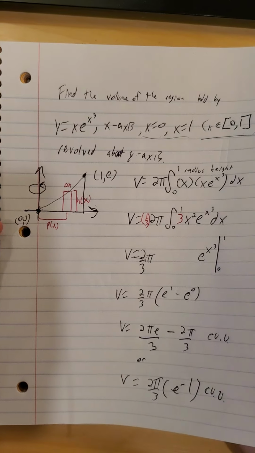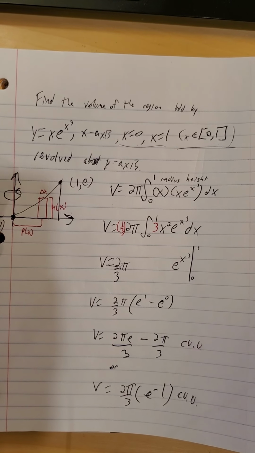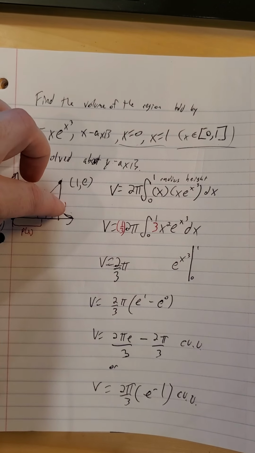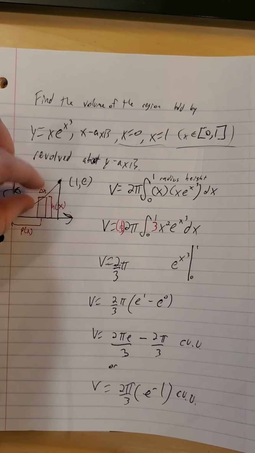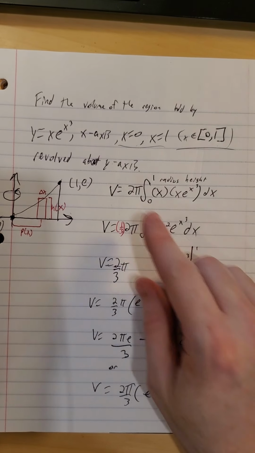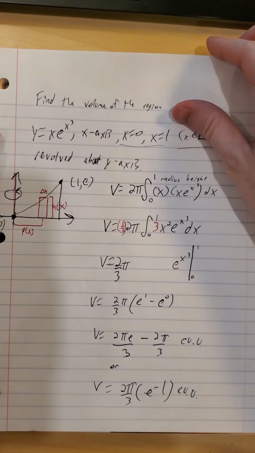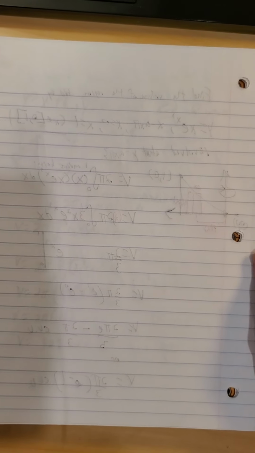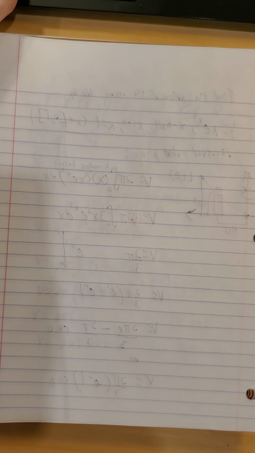All right, so again, in that case, the disk method or washer method was not possible since we could not solve this guy for x.